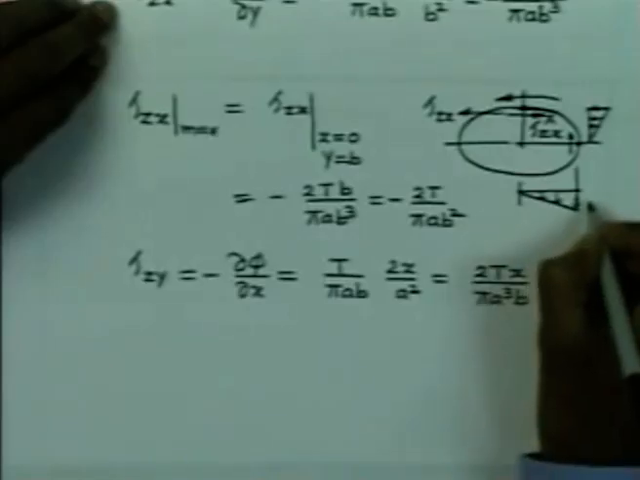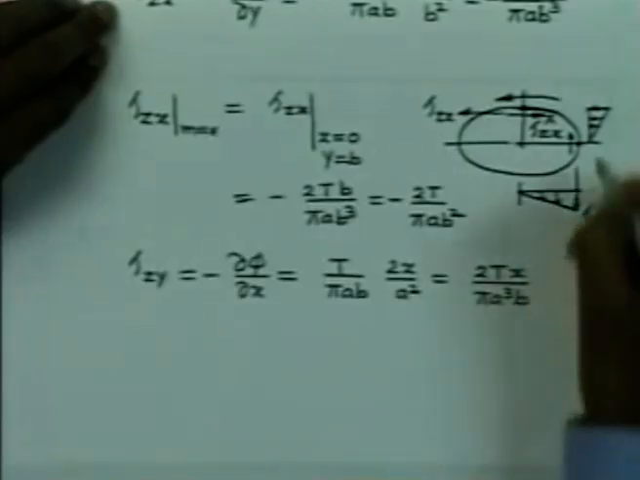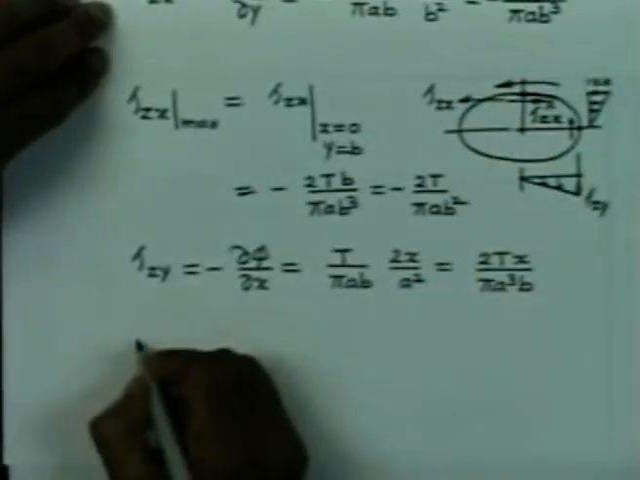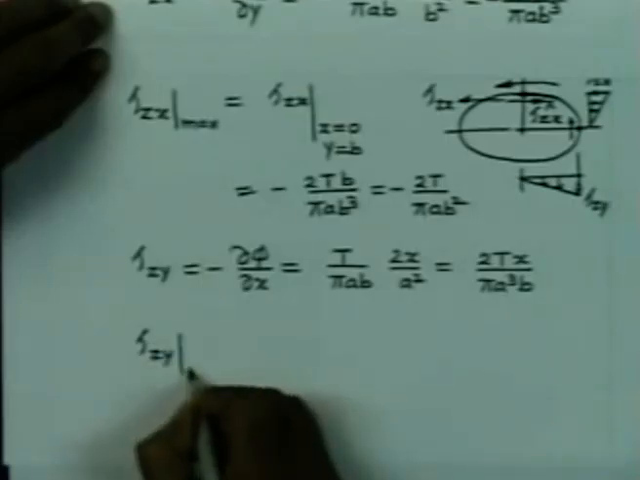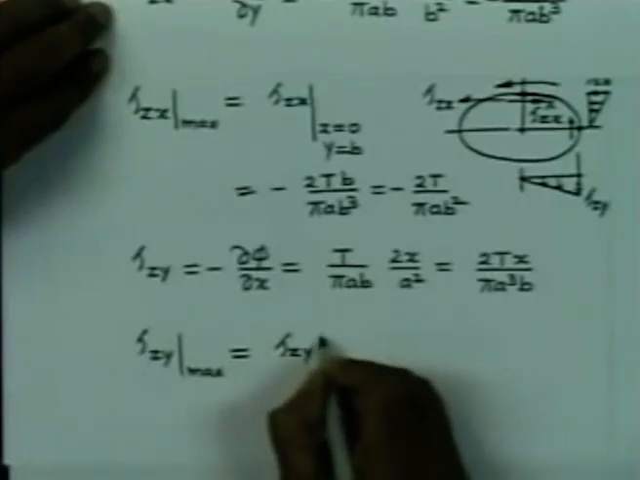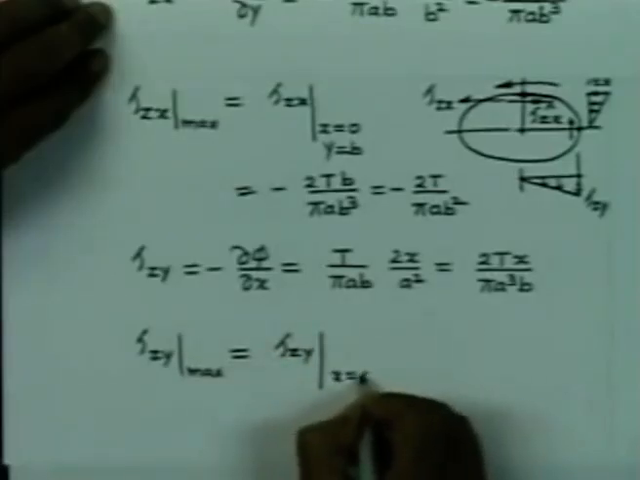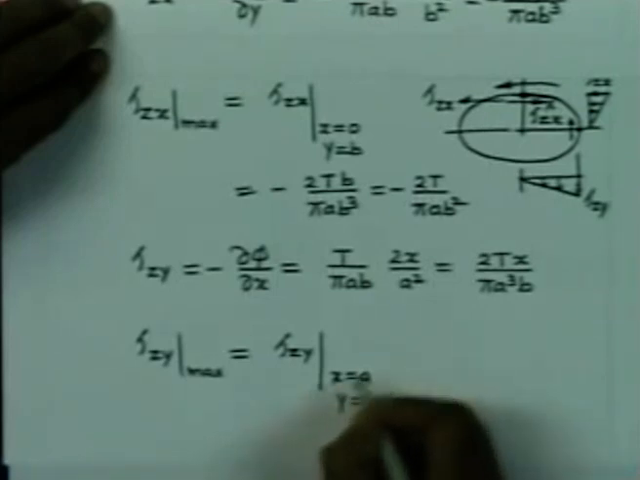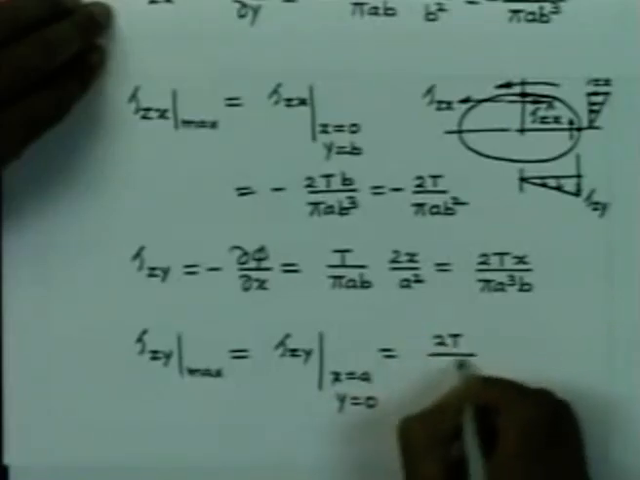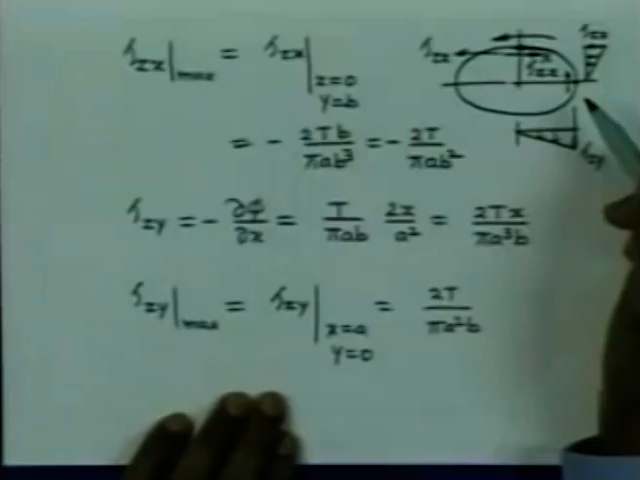So, this is your tau zy and this is tau zx variation. Now, tau zy maximum is occurring at x is equal to a, y equal to 0, and if we write that, it comes out to be twice T by pi a square b. So, we have seen the distribution of the stresses over the cross section.